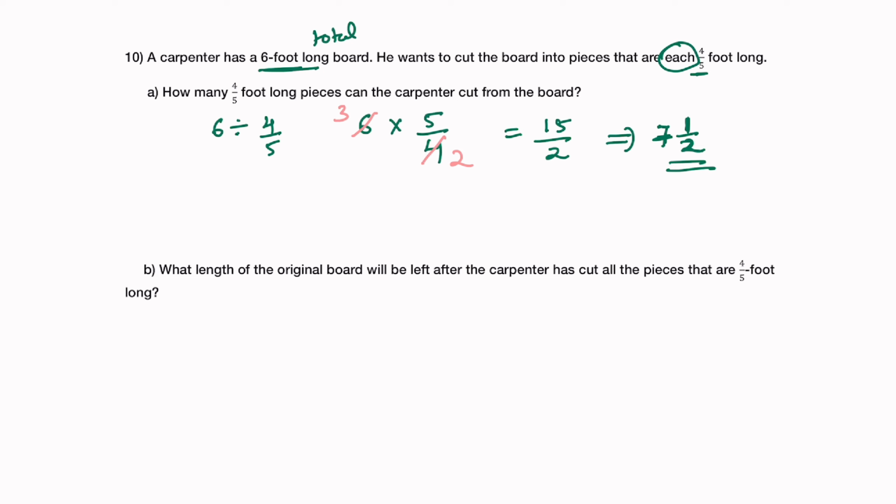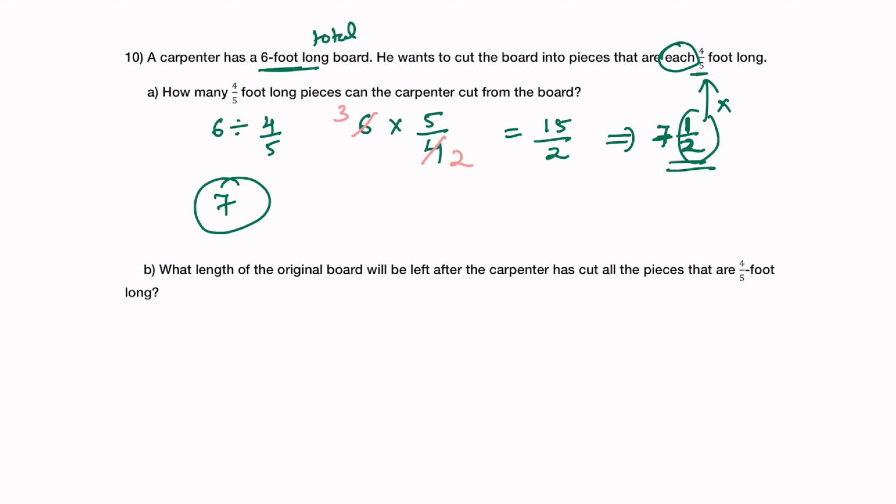So how many can he make? He can make only 7 because that's half. It will not be of this length, okay? This half will not be of that length. So we say 7. He can cut 7 such pieces, each measuring 4/5 foot.